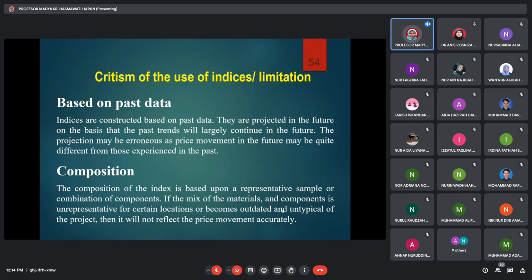Alright, what we need to say is that the compositions of index is based on representative sample and a combination of component. As such, because dia hanyalah representative sample, sometimes it's not that accurate. Alright. So if the mix of material, kalau kita cakap pasal material, bukan kita cakap pasal tender price, ya, pasal material tadi, komponen yang make up that material macam konkrit tadi, berlainan dari segi lokasi, berlainan dari segi material tu dah tak ada sangat, ataupun untypical for the projects, ya. Jadi kalau kita gunakan itu sebahagian daripada compositions nak kira our index, it will distort our index altogether.